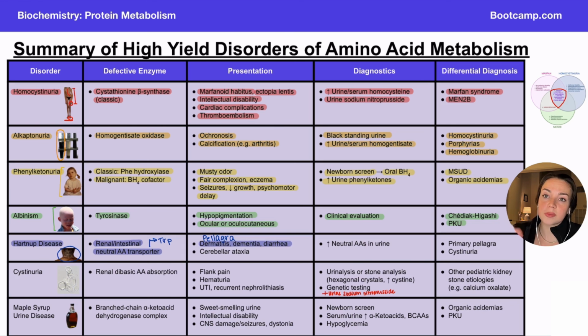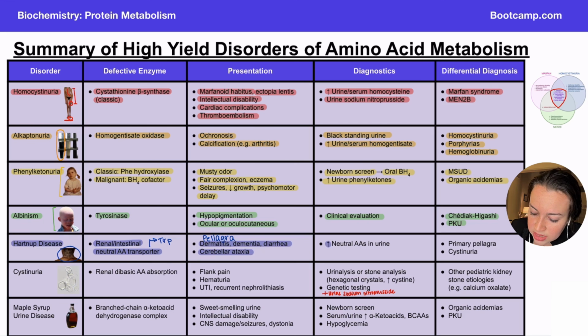Dementia and diarrhea should be pretty self-explanatory, and that dermatitis, like we talked about, is that rash in a cape-like distribution along the C3 and C4 dermatome. You can also see a rash in the face and the dorsum of the hands as well. The other thing you'll see here is cerebellar ataxia.